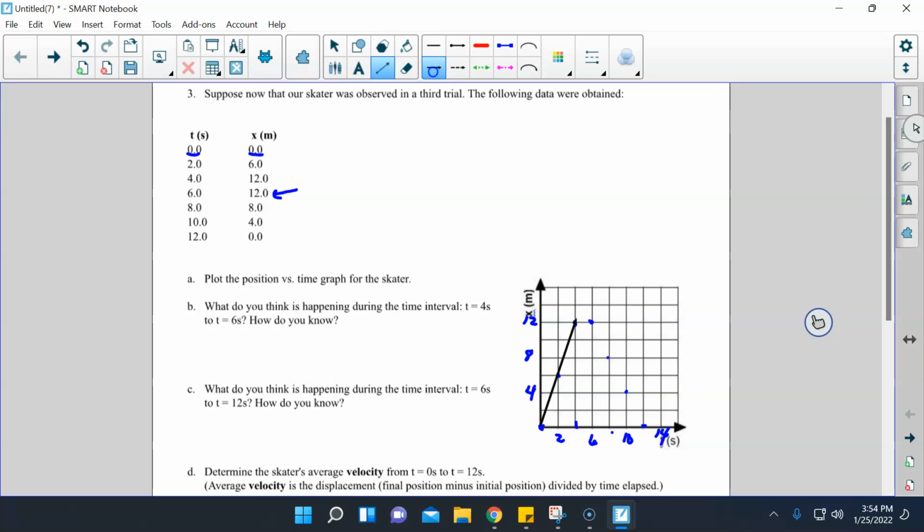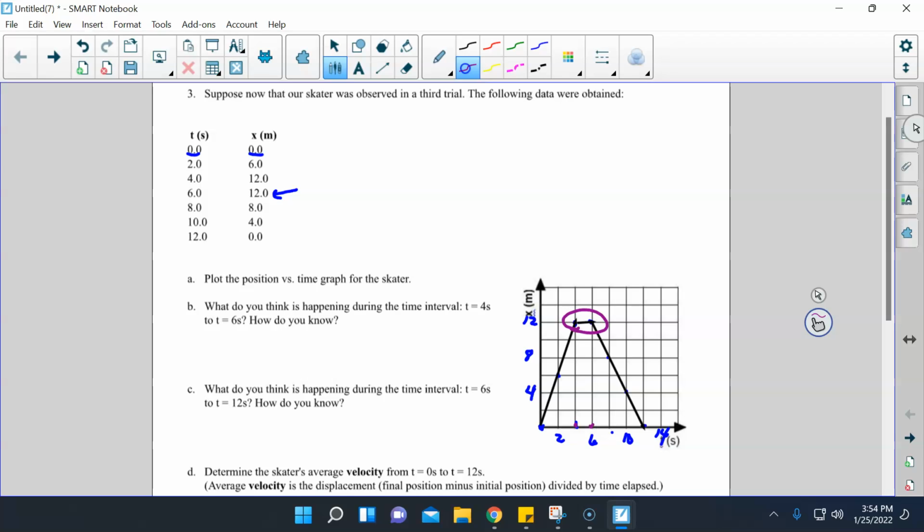Like that, then like this, and then like this. Okay? So we're doing a trend line on here, following where the dots are marked. So the question is, what do you think is happening between 4 and 6 seconds? So right here, what's happening between 4 and 6 seconds? Because here's 4 and here's 6.